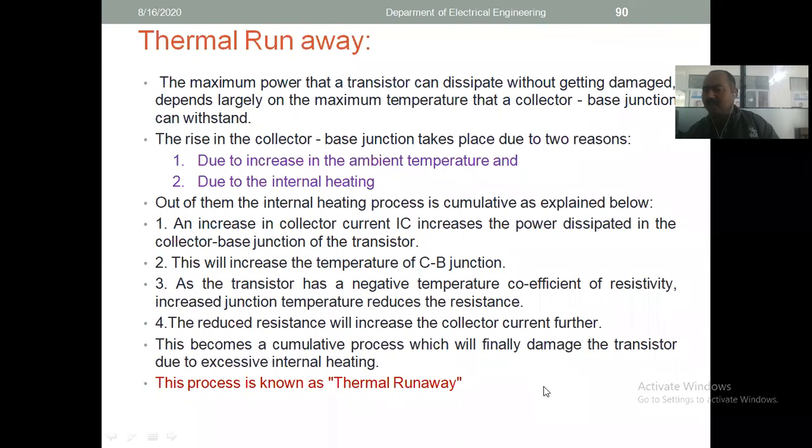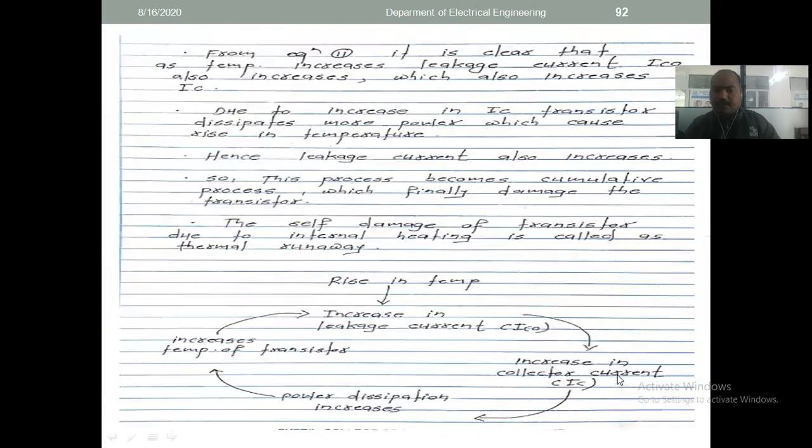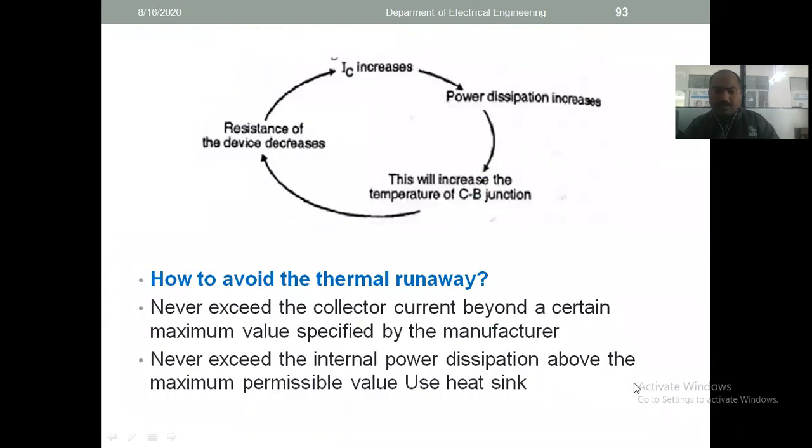There are certain things we have to do to avoid the thermal runaway process. We have seen the same in this next slide. We have seen this thermal runaway equation. Actually, this equation indicates how the thermal runaway is formulated and how thermal runaway happens, right? That is the equation. Before that, we have seen this process, how we have to avoid the thermal runaway process.